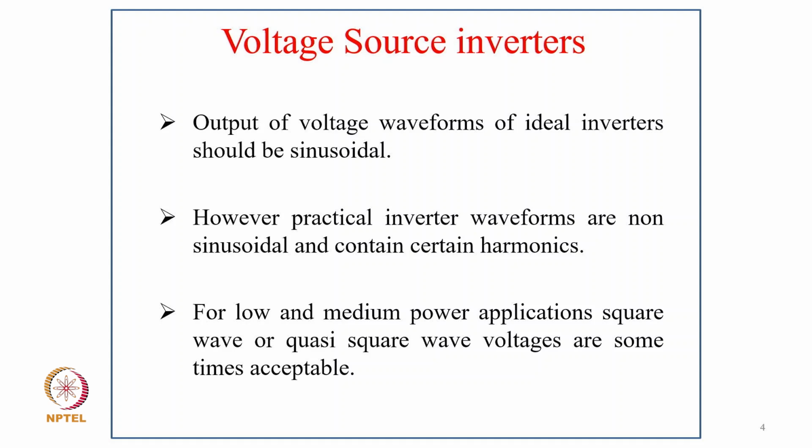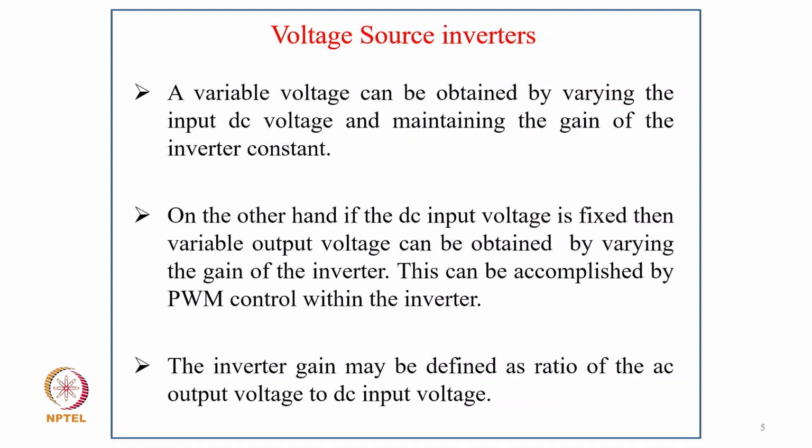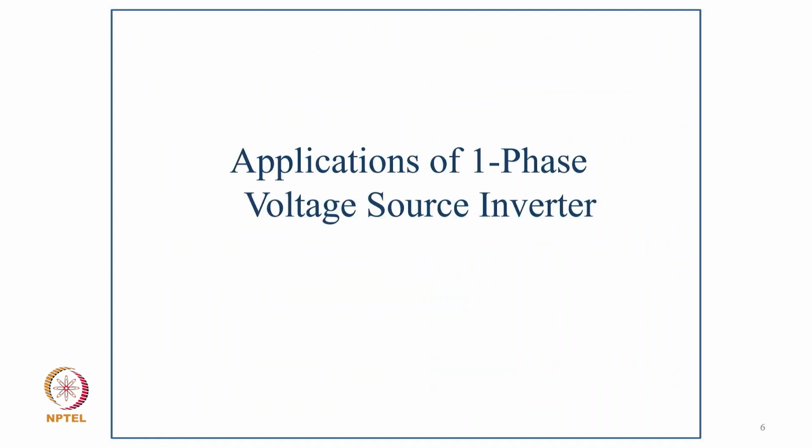However, practical inverter waveforms are non-sinusoidal and contain certain harmonics. For low and medium power applications, square wave and quasi-square wave voltages are sometimes acceptable. The variable voltage can be obtained by varying the input DC voltage and maintaining the gain of the inverter constant. On the other hand, if the DC voltage is fixed, then variable output voltage can be obtained by varying the gain of the inverter, and this can be accomplished by pulse width modulated control within the inverter. The inverter gain may be defined as the ratio of the AC output voltage to the DC input voltage.